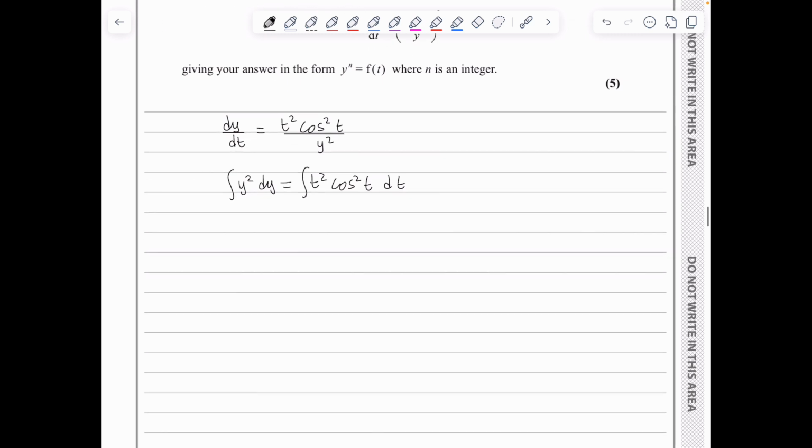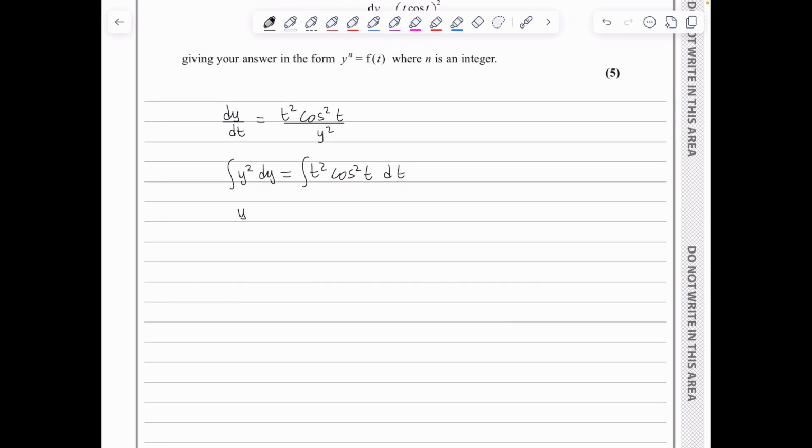Well, obviously on the left hand side we're dealing with y³/3, whereas on the right hand side I will be referring to the double angle formula for cos. So we've got that cos 2t is 2cos² t minus 1, which leads to (1 + cos 2t)/2 being equal to cos² t.